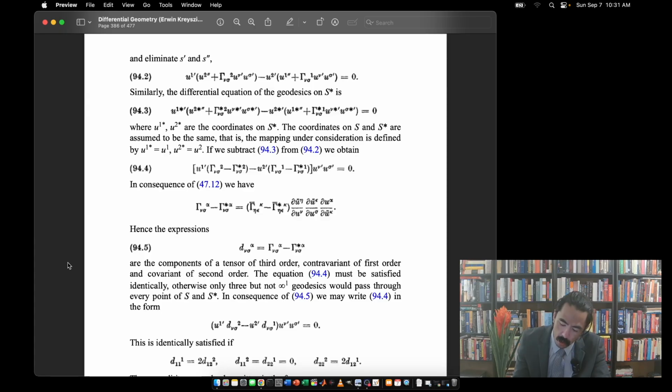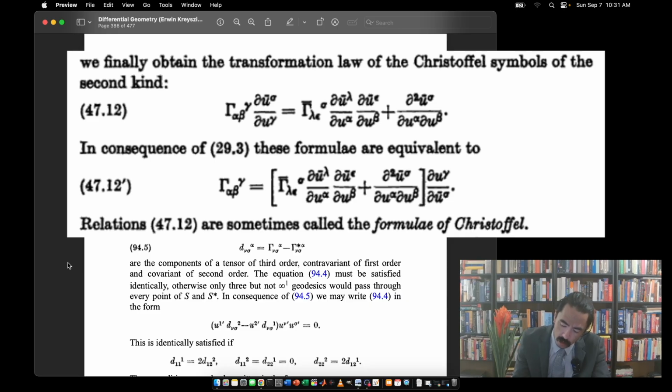In consequence of the transformation law of the Christoffel symbols of the second kind, which is given in section 47, to remind ourselves, we have Γ_{αβ}^γ times ∂ū^σ/∂u^γ equals Γ̄_{λε}^σ times ∂ū^λ/∂u^α times ∂ū^ε/∂u^β plus ∂²ū^σ/∂u^α∂u^β.